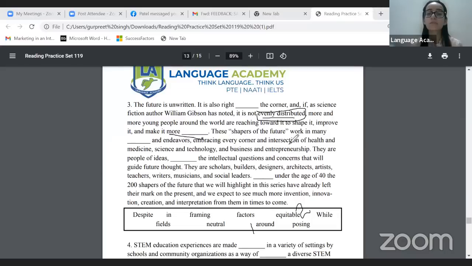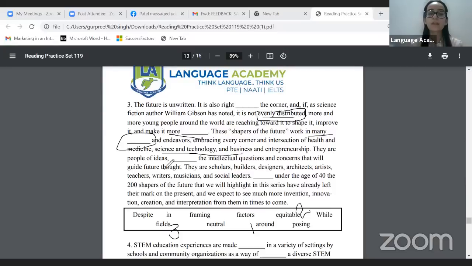These shapers of the future work in many blank and endeavors, and they have given examples also: medicine, technology, business. So these can be many fields. We have two plural nouns here. With "many", obviously, we need a plural noun. There was "factors" and "fields". Science and technology, medicine, business are fields. They are not factors. So we'll go with fields.